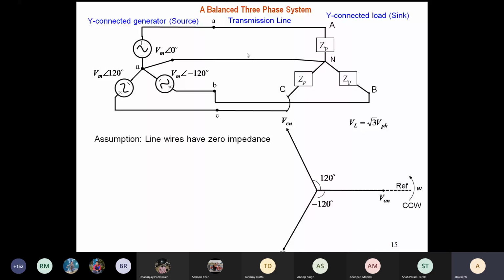So those cases we will not discuss in this course. We will consider a balanced system. You see the title, it is a balanced three-phase system. Unbalanced cases are basically taught in second year, mostly in third year, in power systems courses. Okay.